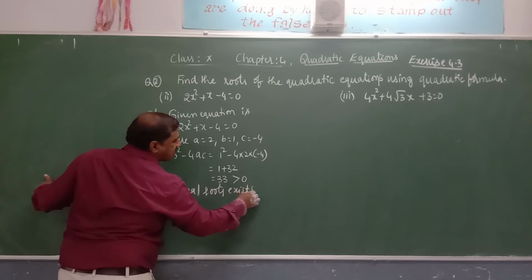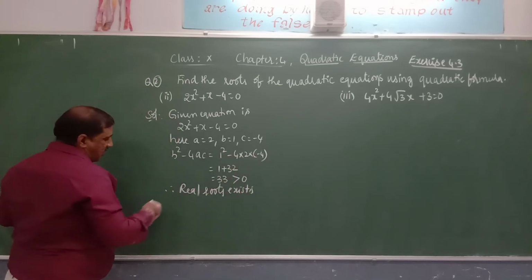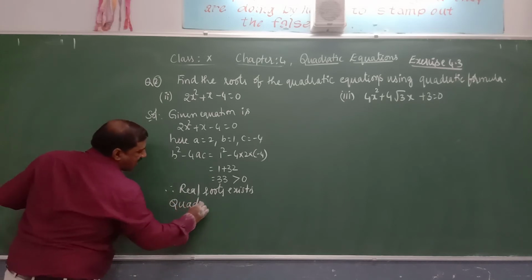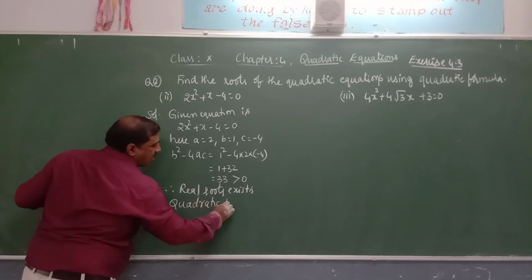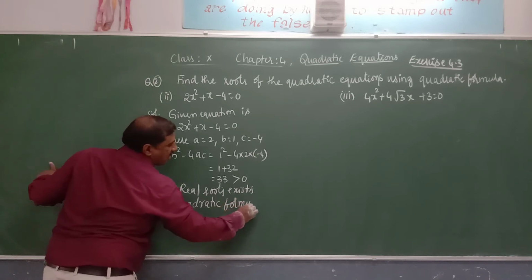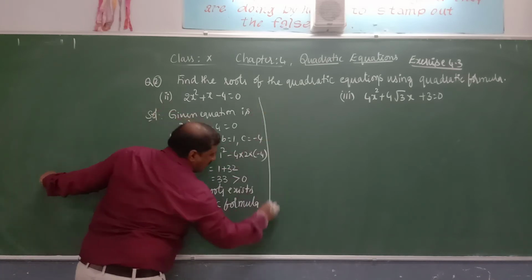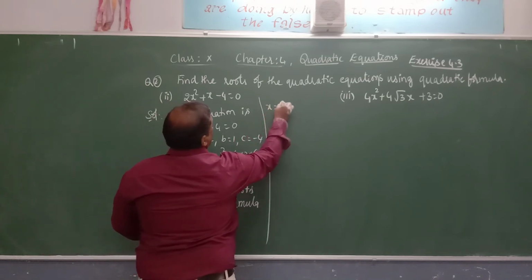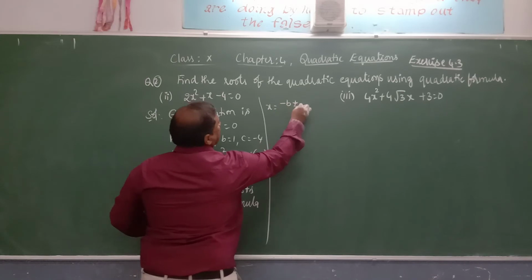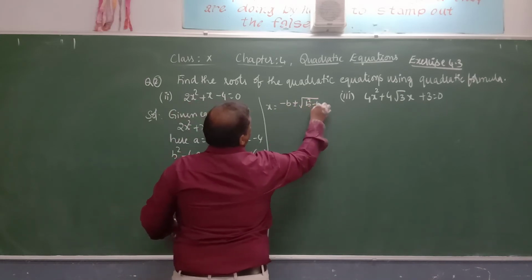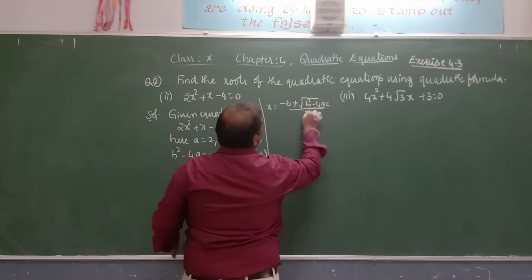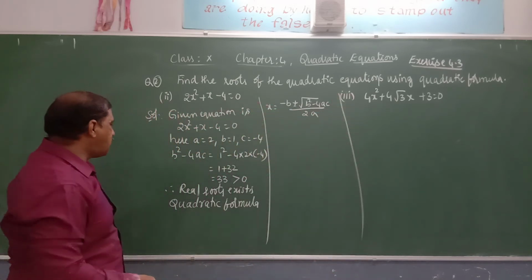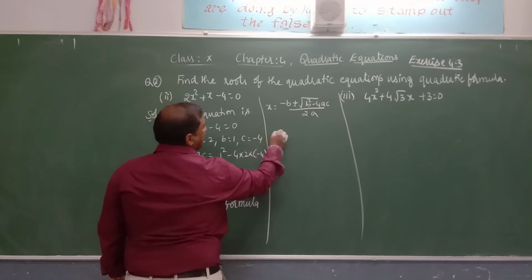Real roots exist. Now what is the quadratic formula? Write the quadratic formula. Here it is: x is equal to minus b plus or minus square root of b square minus 4ac, divided by 2a. Now you substitute those values which are given.